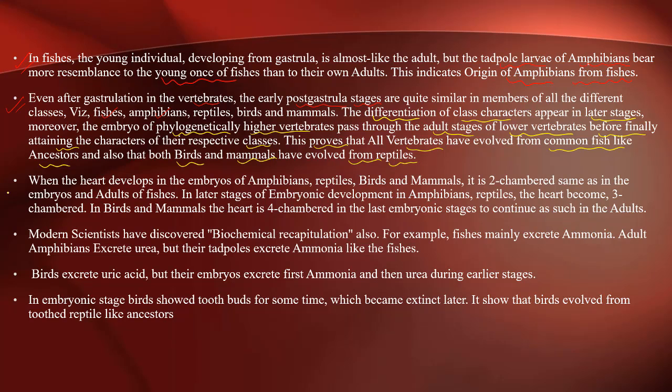Okay, when the heart develops in the embryos of amphibians, reptiles, birds, and mammals, it is two-chambered. It is a venous heart, as in the embryos and the adults of fishes. In later stages of embryonic development in amphibians and reptiles, the heart becomes three-chambered. In birds and mammals, it is four-chambered in the last embryonic stage, continuing as such in the adults.